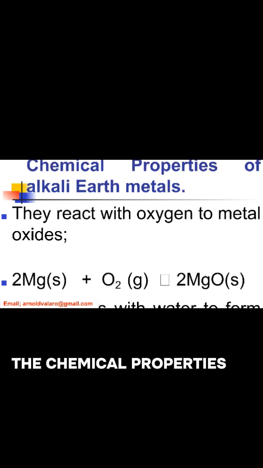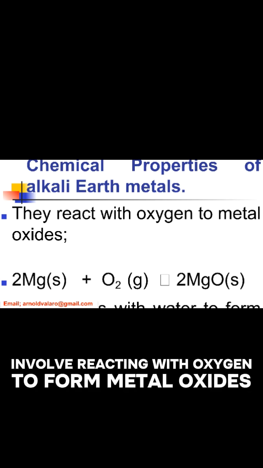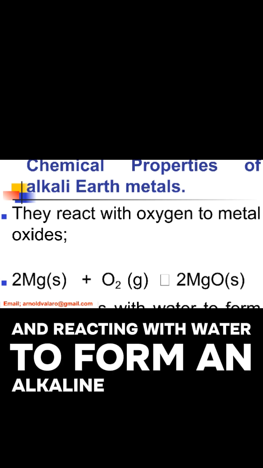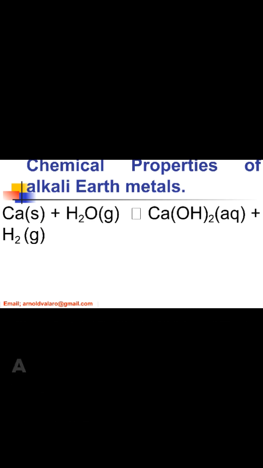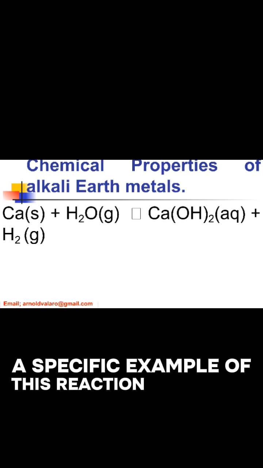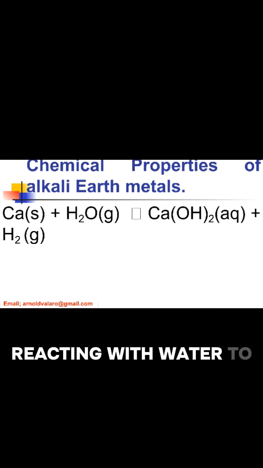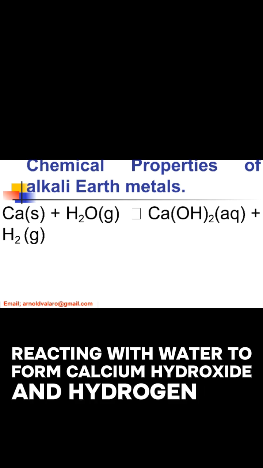The chemical properties of alkali earth metals involve reacting with oxygen to form metal oxides and reacting with water to form an alkaline solution and hydrogen gas. A specific example of this reaction is calcium reacting with water to form calcium hydroxide and hydrogen gas.